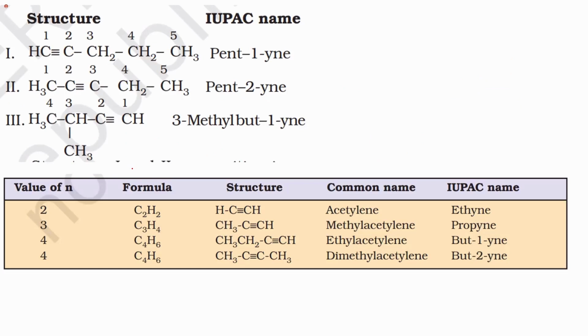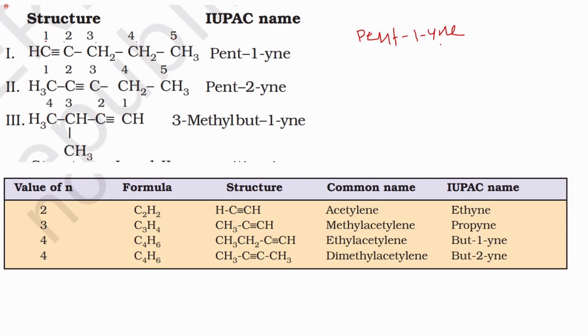Now I have taken some screenshots from your notebook, showing the structure and IUPAC name. Let's say you have a 5 carbon chain with only one triple bond, and we go for the IUPAC name. So 1, 2, 3, 4, 5. Now you have 5 carbons, so that means pent. Now you have to see whether any other functional group is present. The triple bond is at carbon 1, so 1-yne. So pent-1-yne.